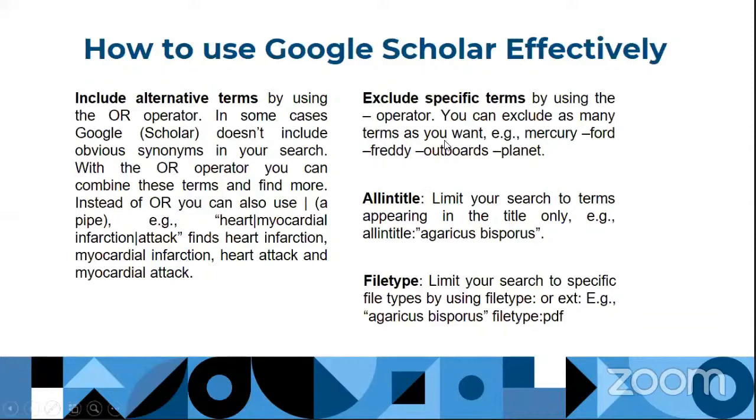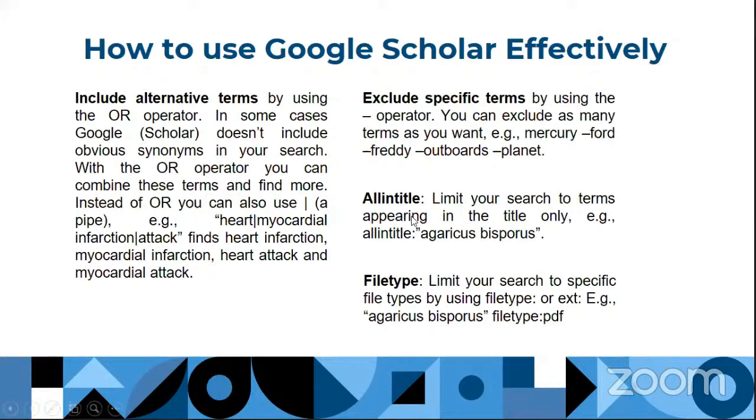Now another thing is to exclude specific terms. Assuming I want to do a search on ensemble learning, but I don't want the research papers which have bagging in them. If I want to remove bagging from that, I can use ensemble hyphen bagging. So this hyphen is basically to exclude specific terms.